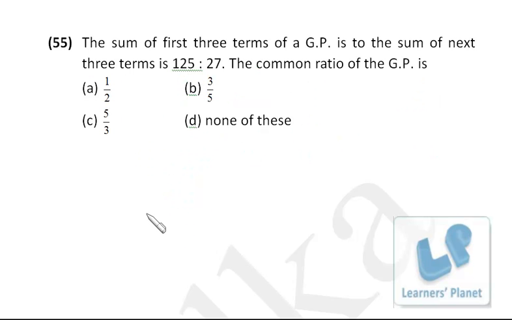now see this. The sum of the first three terms of a GP is to the sum of the next three terms. Is this the common ratio of the GP?